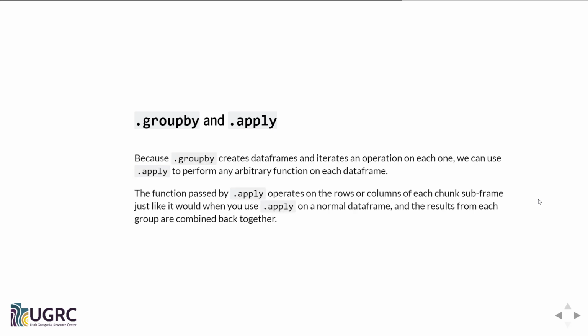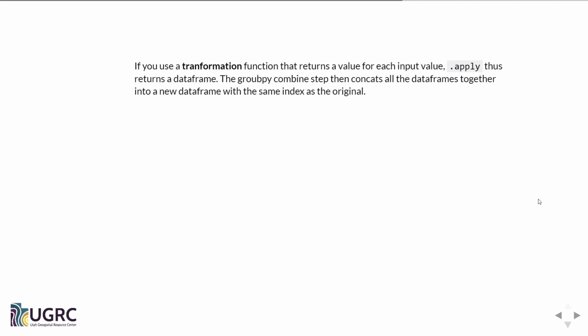And again, where we used apply before to do any arbitrary function that we wanted, we can use that here with group by and the data frames it creates. How it combines those is going to be a little bit different, so we're going to go into some detail here. If you use a transformation function, remember this is a function that returns a new value for every original value, it just operates on that sub-data frame and then combines them all together as a single data frame.